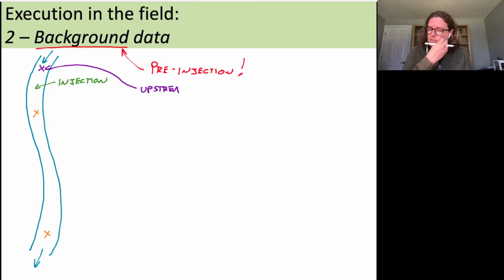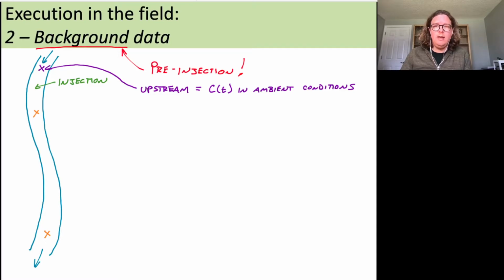So as we do this, we'd like to also establish an upstream site or an ambient site. And the idea of this purple X that I've drawn here is we want to know what is coming into our study reach prior to our injection. So if background levels change that might interfere with our tracer study, we need a site that's not impacted by our tracer where we can monitor this time series and know what the impact will be through the system.